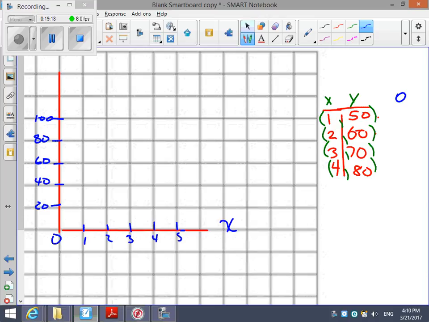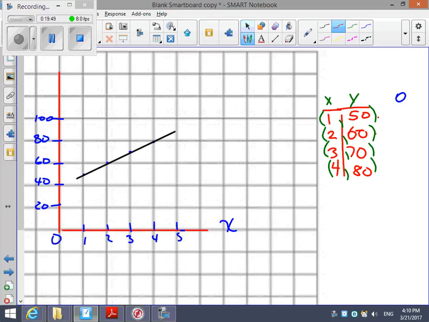We're going to write the first number, which is 1 and 50, which will be right there. The second number is 2 and 60, which will be right there. 3, 70. 4, 80. You use a straight line to draw it all. And that is not in the right spot, so let me just move it a little bit. Boom, like that.